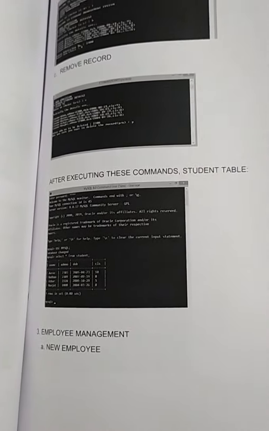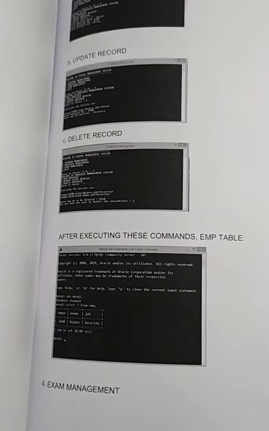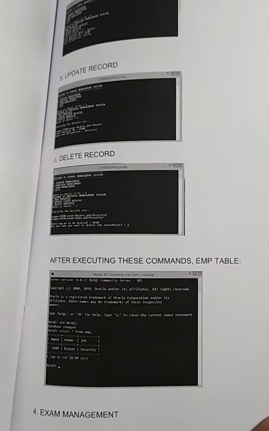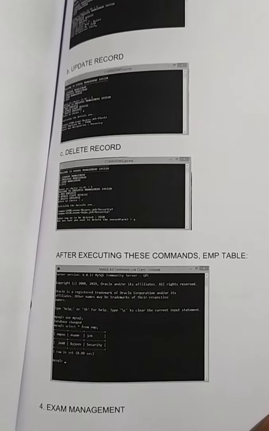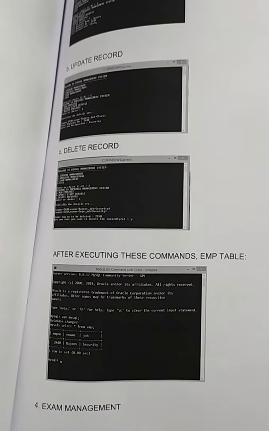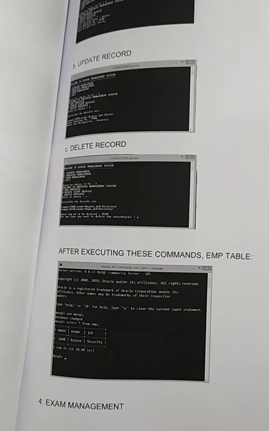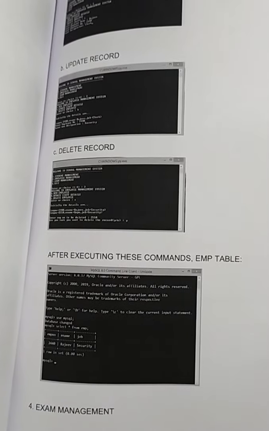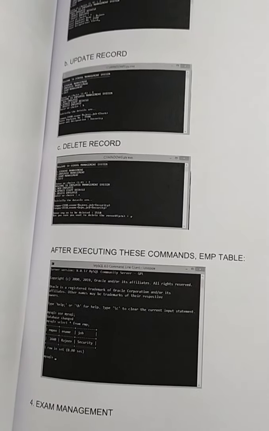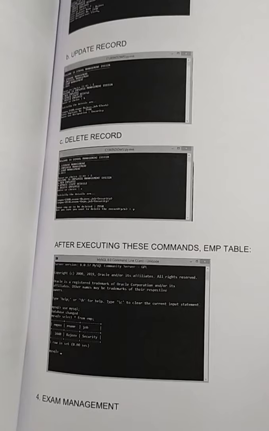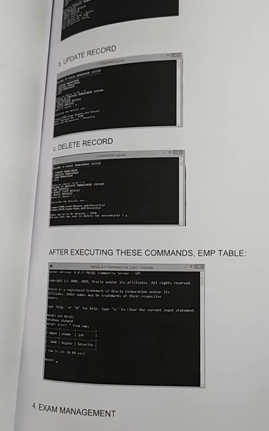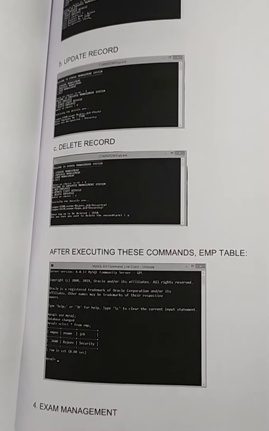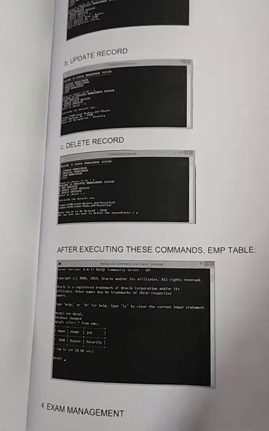These are all pieces of output. Employee management, new employees. These are several different types of output formats, updations, and deletions after executing these commands. And this is how it looks. It proves that your project is executing properly and your program is as per your requirement. You have achieved your goal.